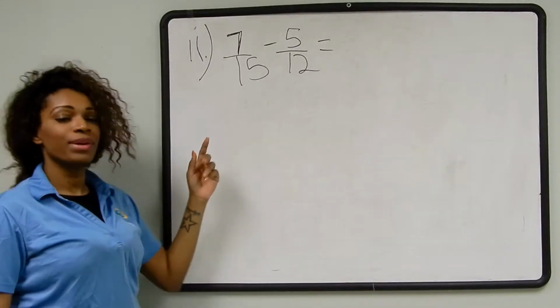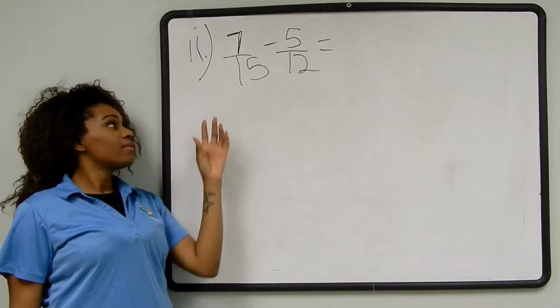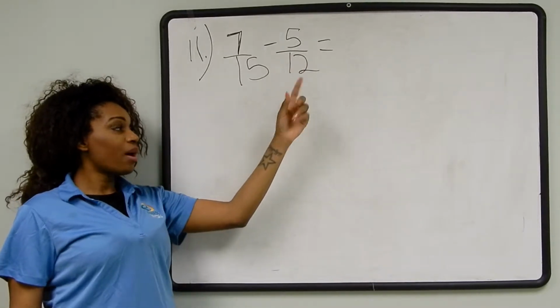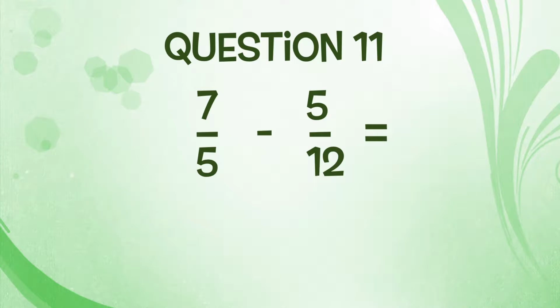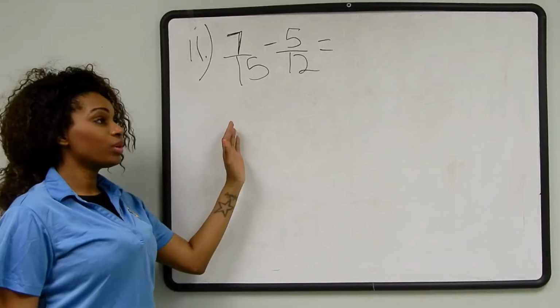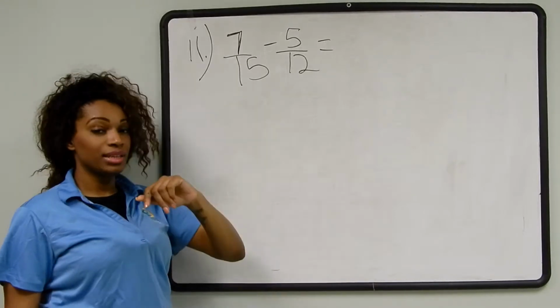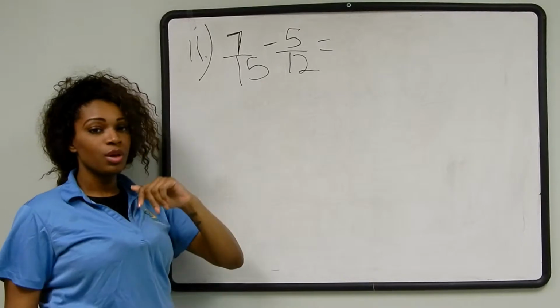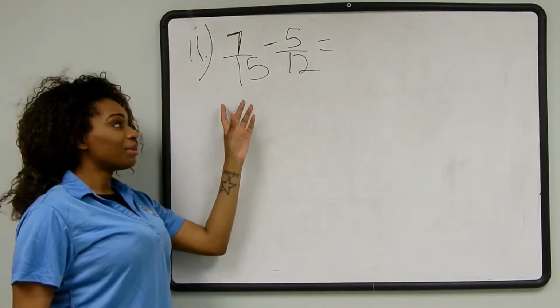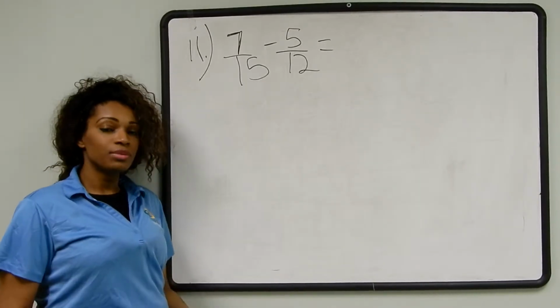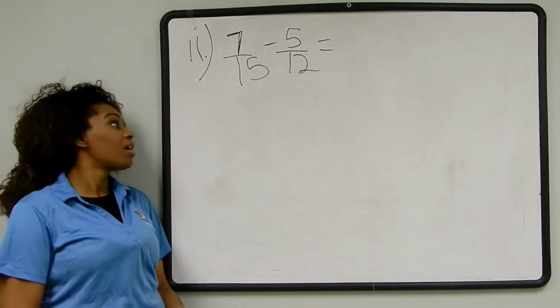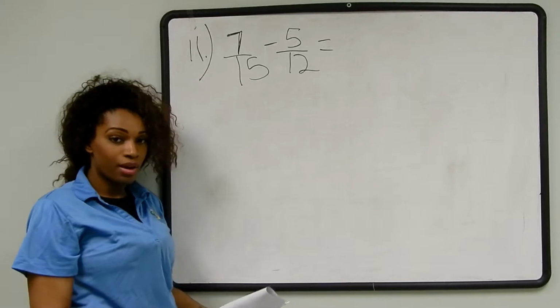Number 11 on the Math 086 review states 7/15 minus 5/12. In order to do this problem, since we're subtracting and the denominators are two different numbers, we want to turn the denominators into the same number. To do this, we're going to have to factor and find the least common denominator of both 15 and 12.